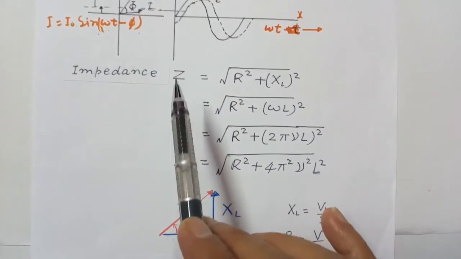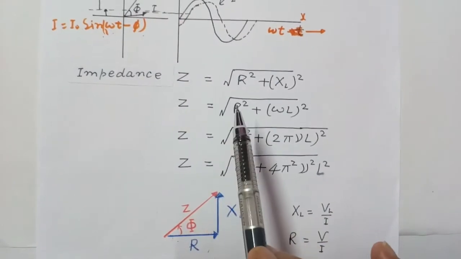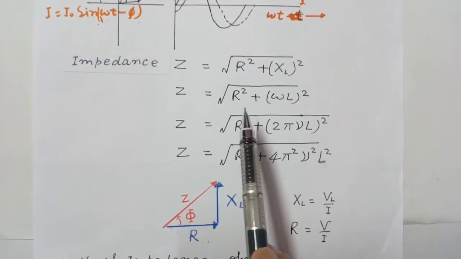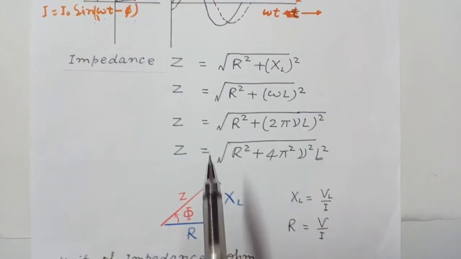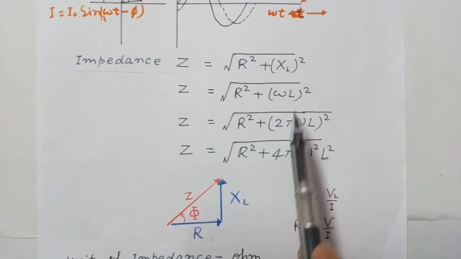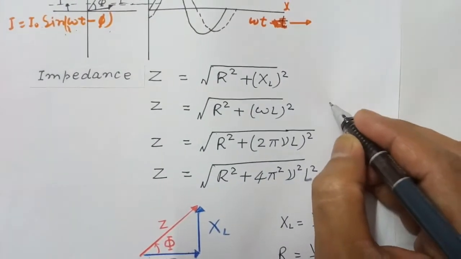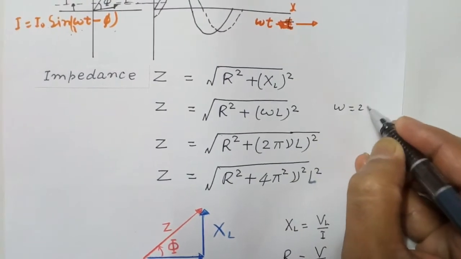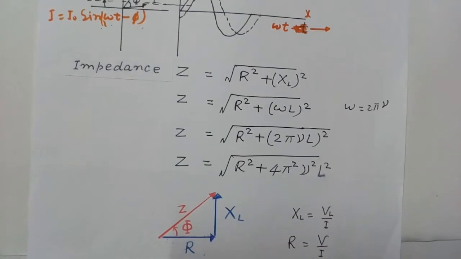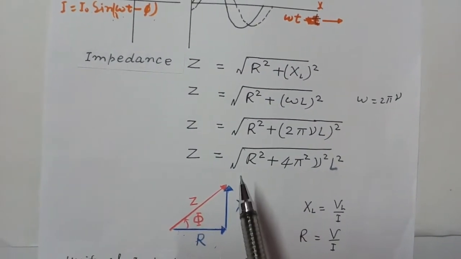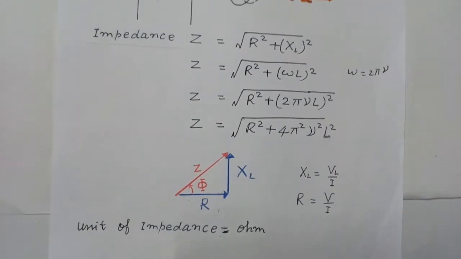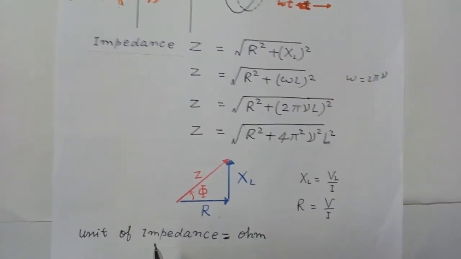So impedance for RL circuit, Z is equal to under root R square plus XL square. So Z is equal to under root R square plus omega L whole square, or Z is equal to under root R square plus 2 pi nu L into whole square, because for omega we may write 2 pi nu. Omega is angular frequency and nu is linear frequency. So Z becomes under root R square plus 4 pi square nu square L square. Now unit of this impedance is also ohm.